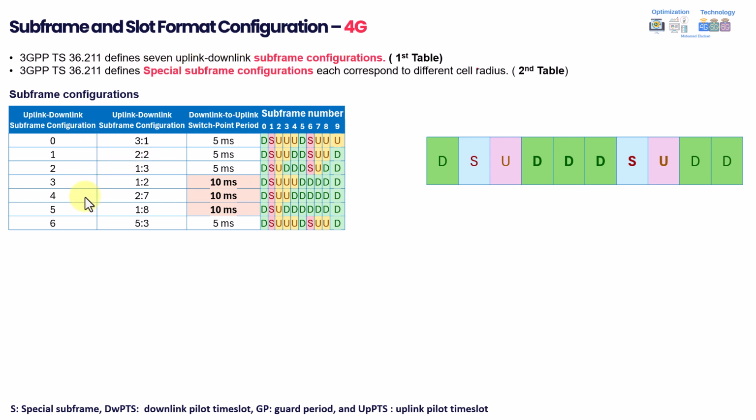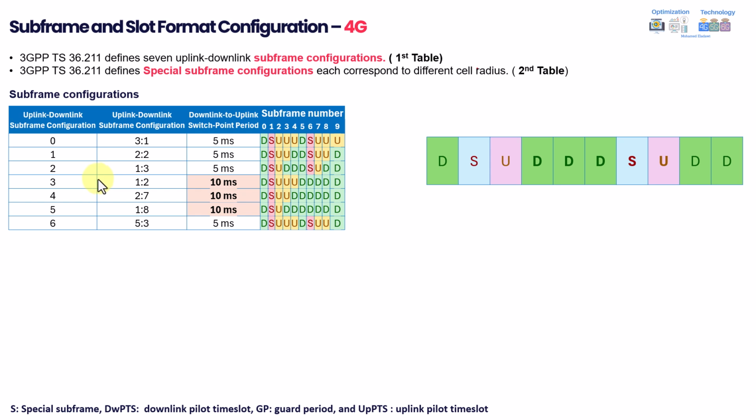There is no change, so you can only select one for your network. The most common one is the uplink-downlink subframe configuration, 1 to 3, which means you will have 3 for downlink and 1 for uplink, and the remaining 1 will be for the duration of 5 milliseconds. So each one will have a subframe.